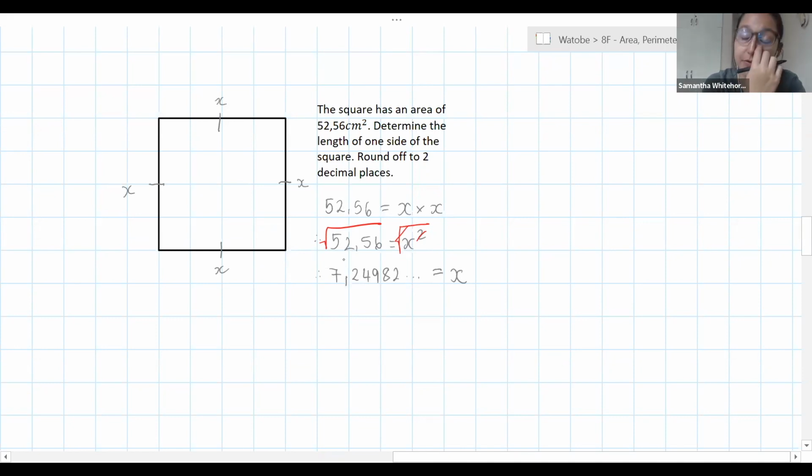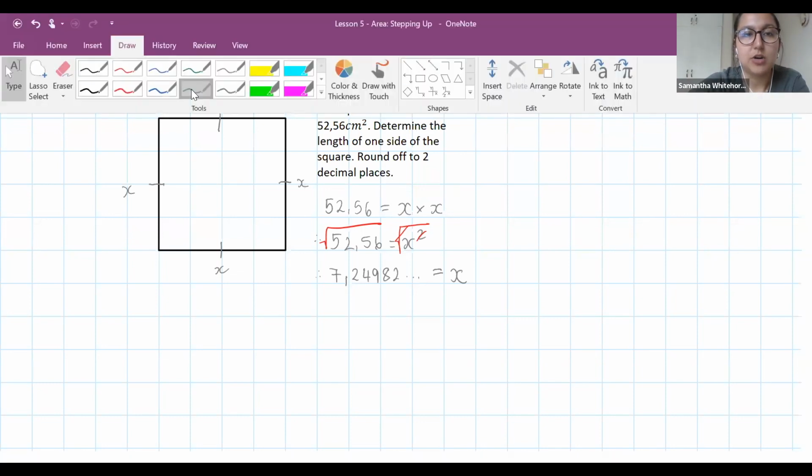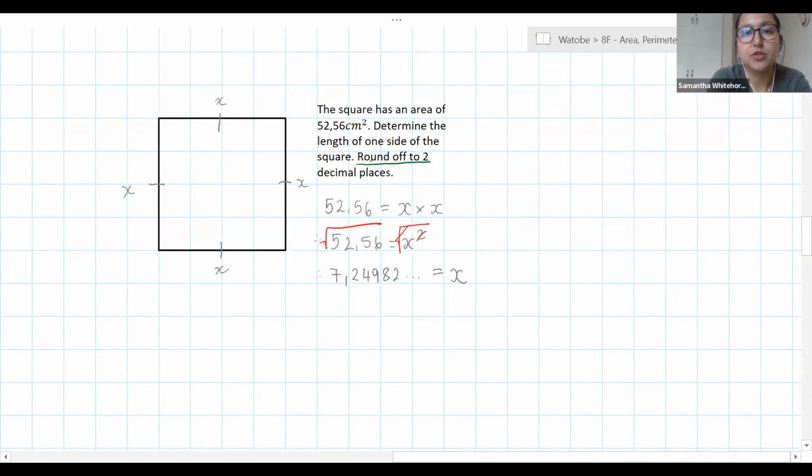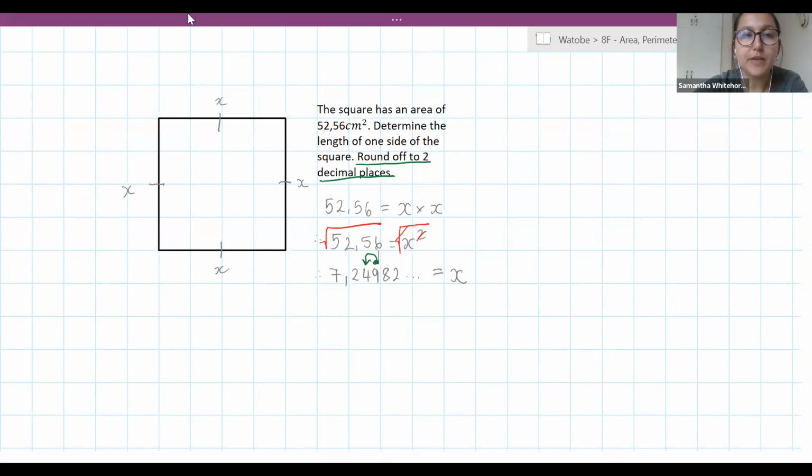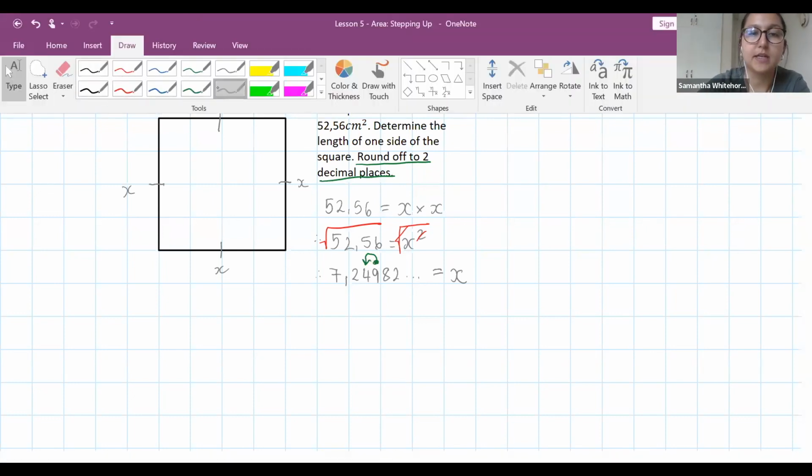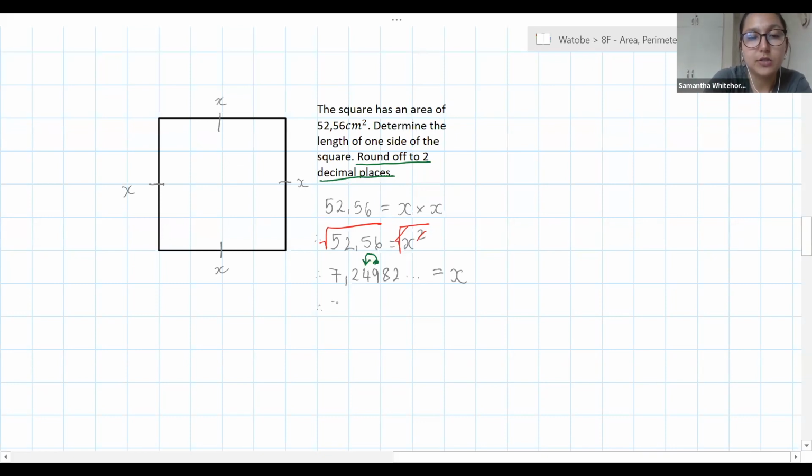And if you square root 52,56, you get that whole long decimal. So 7,2498, and there's a whole bunch more. Now, if I'm telling you, as I did in the instruction, to round off to 2 decimal places, what we want to do is look at the third decimal, which is a 9, and see what effect it has on the second decimal. Now, if that third decimal is 5 or more, it is going to increase the second decimal. So this rounded off to 2 decimal places is 7,25.